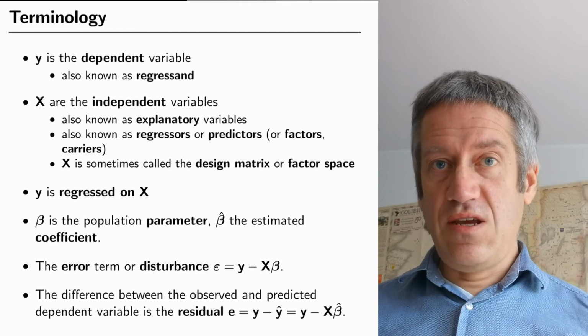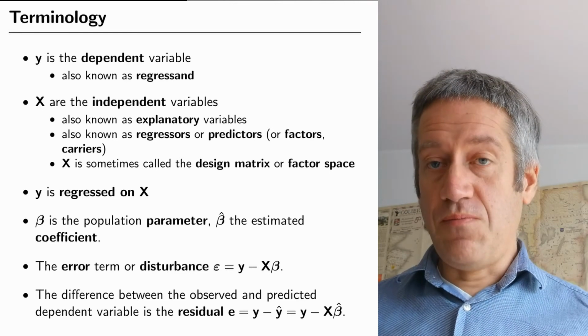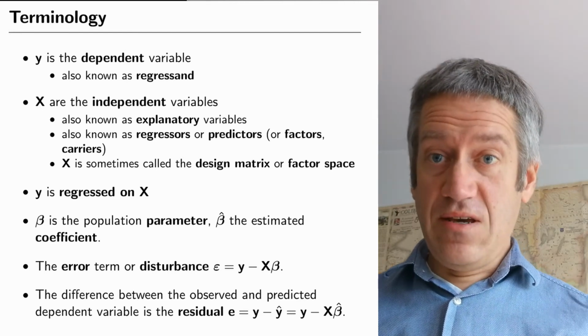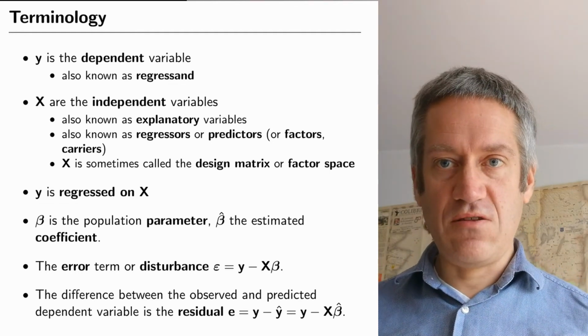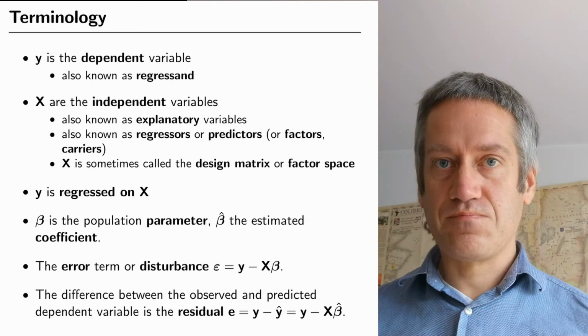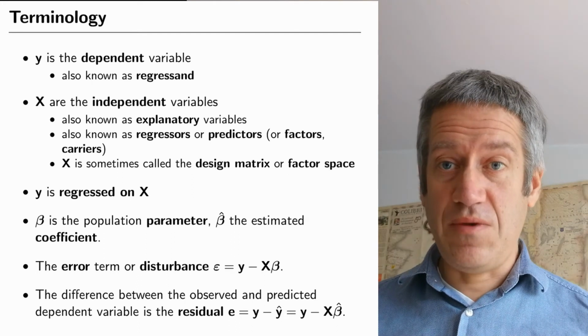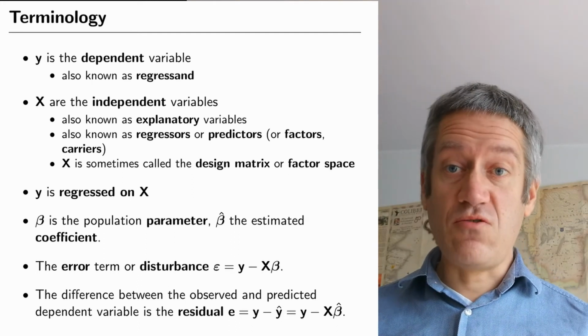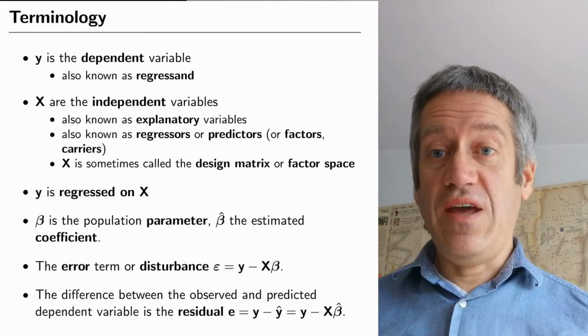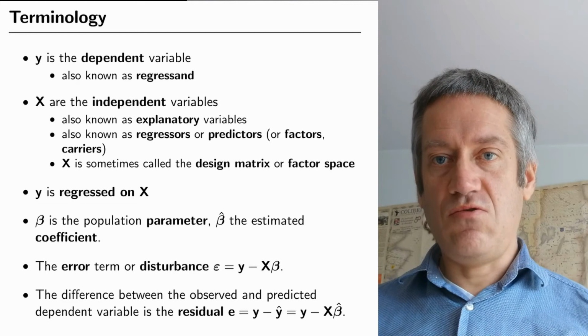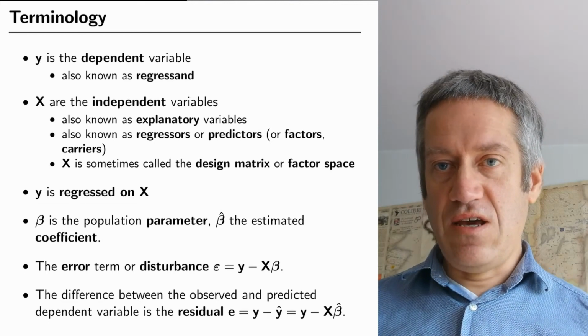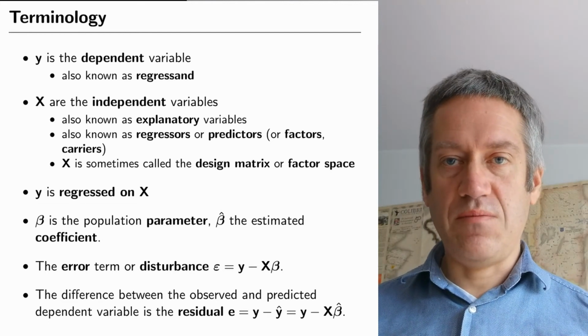And an important distinction is the difference between the population parameter, the beta, the value that we in nature, in the world, think captures the relationship between X and Y, and beta hat, which is the estimated coefficient, which tries to capture the parameter. So we estimate the coefficient, we call this beta hat, and our aim is to get as accurate an estimate as possible of the population parameter.